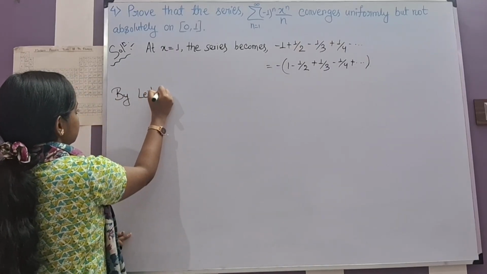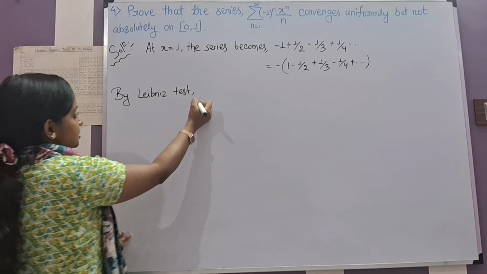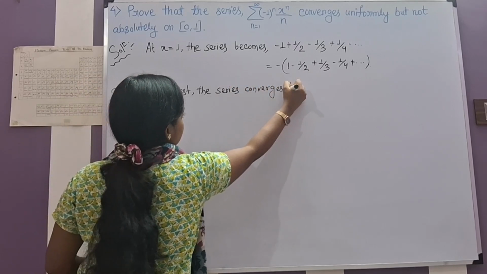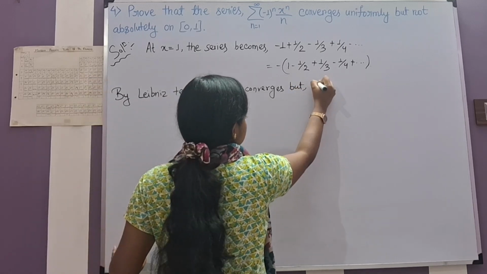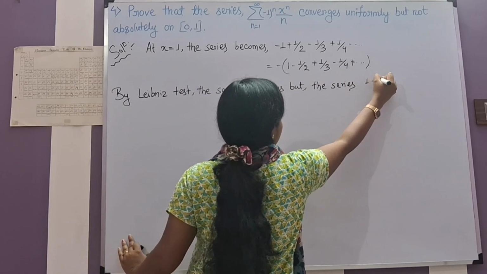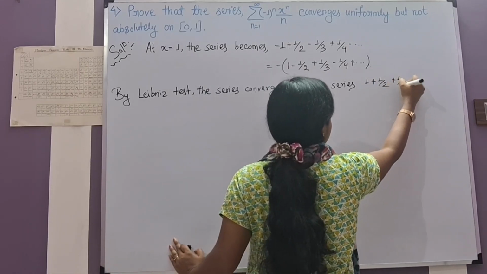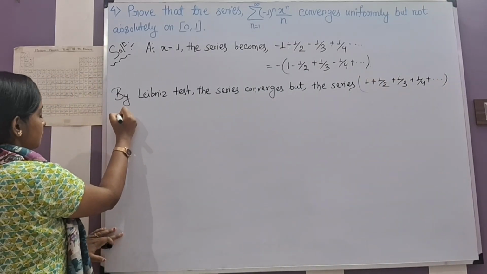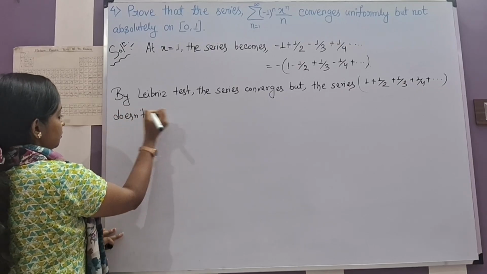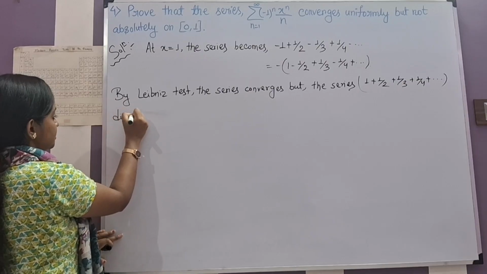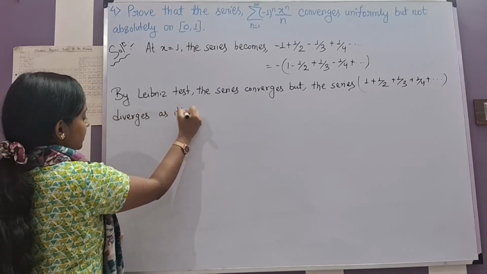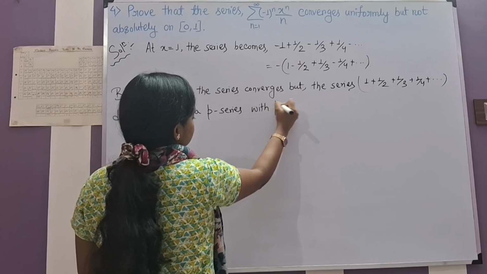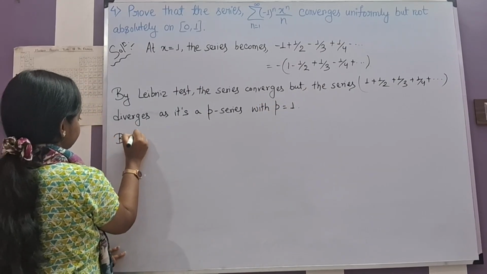By Leibniz test, the series converges, but the series 1 plus 1/2 plus 1/3 plus 1/4 plus and so on does not converge; or you can directly write it diverges, as it is a P series with P equal to 1.